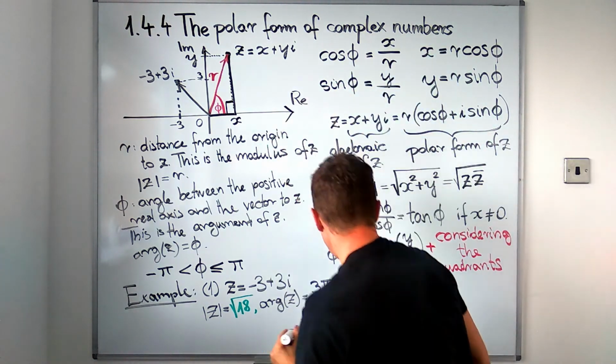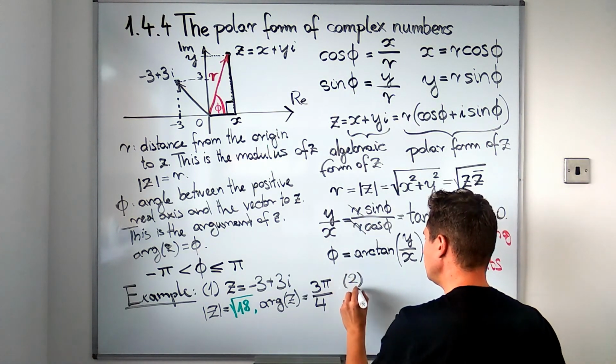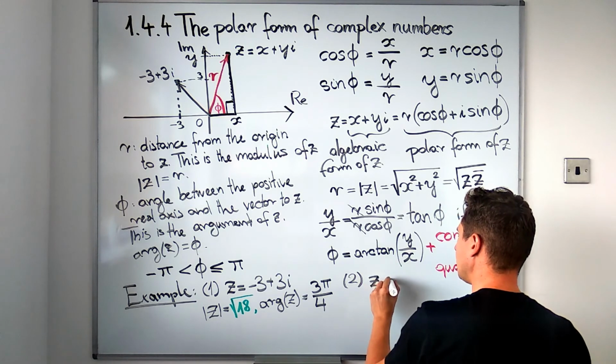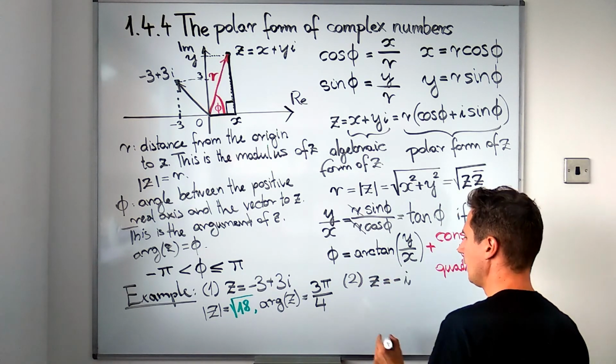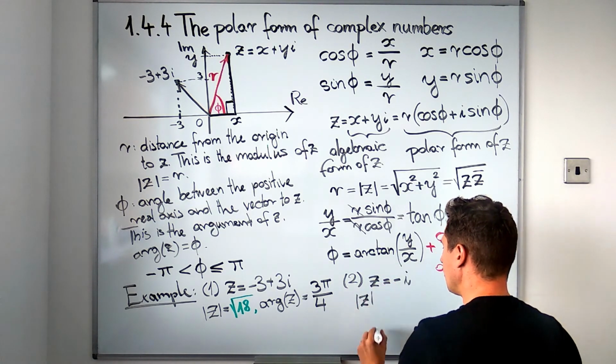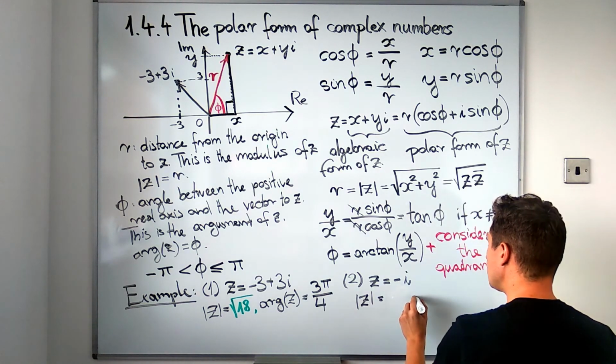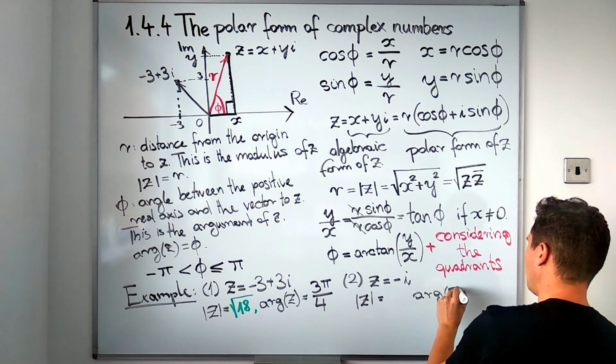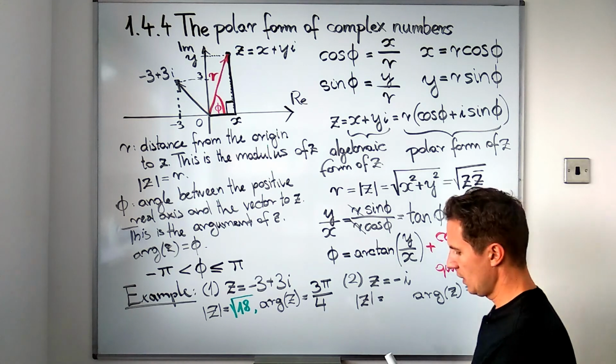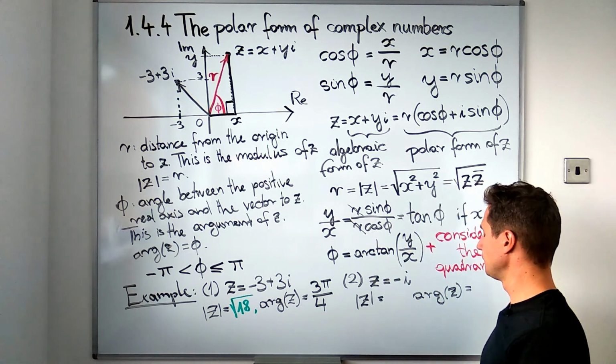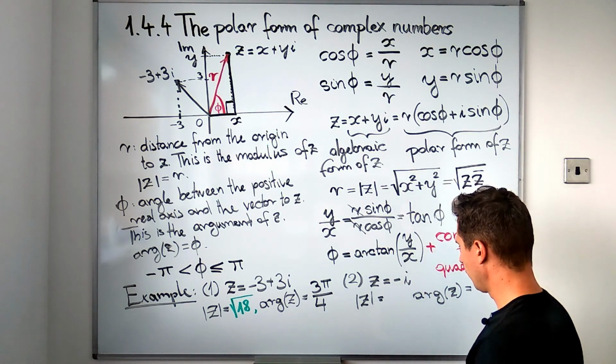Okay, for the second example, I want you to have a look at the number z equals minus i, and similarly to the previous one, give me the modulus and argument of this number. Pause the video and input your answers below.